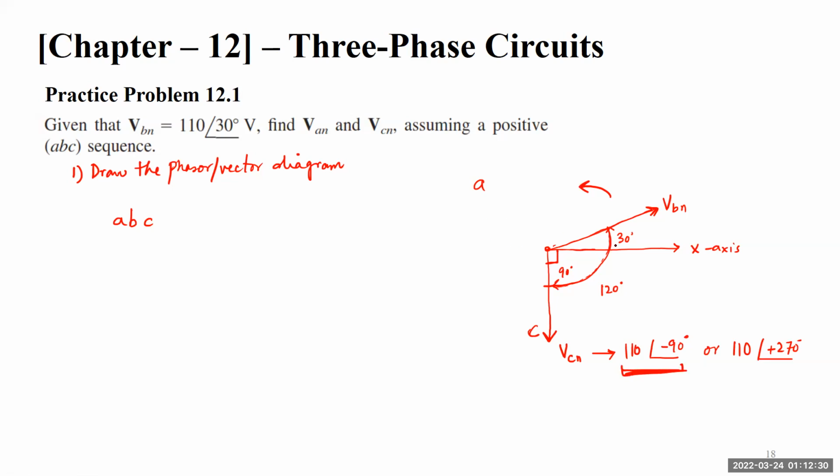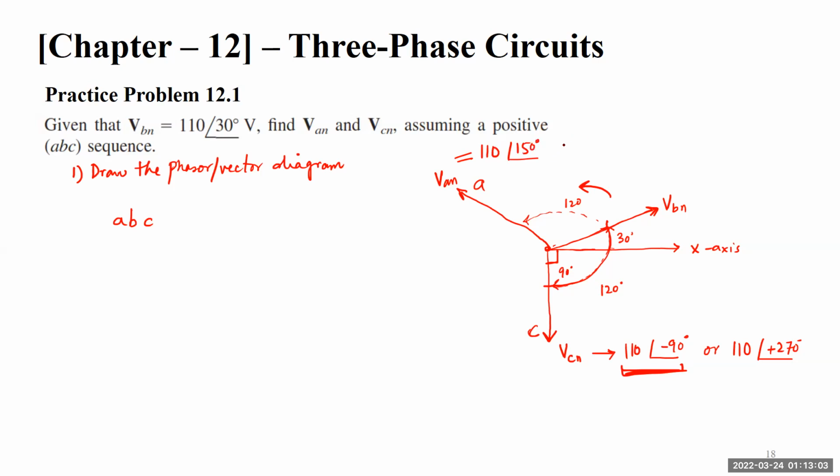Now for A, the angle between BN and AN is 120 degrees. So AN is somewhere, oh, sorry, AN is somewhere here. So VAN is somewhere here: 30 degrees plus 120 degrees. From 0 to VAN, it will become 110 angle of 150 degrees.